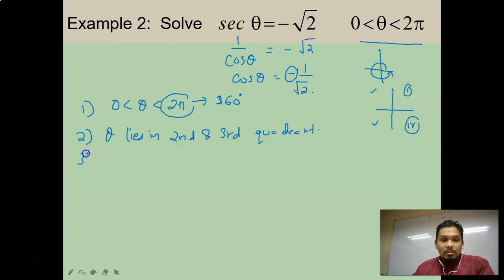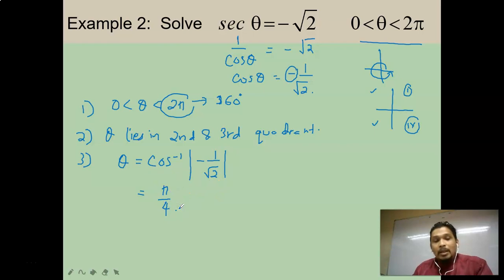Okay, then step number 3, find the basic angle. Basic angle of theta: cos theta equal to negative 1 over square root of 2. So theta equal to arc cos of negative 1 over square root of 2. You may use the calculator, and this is going to give you pi over 4. Now pi over 4. So just imagine that.